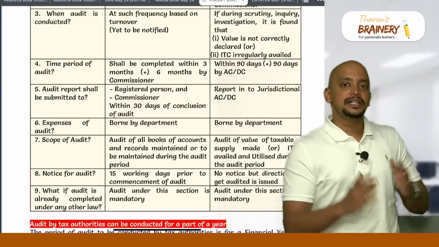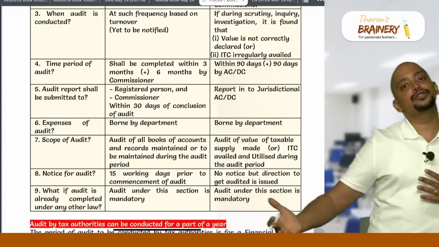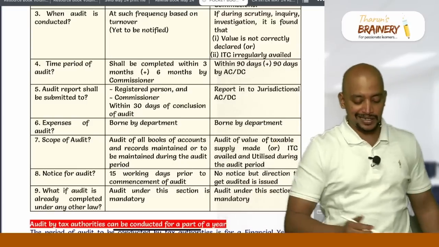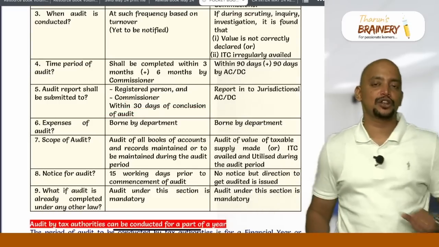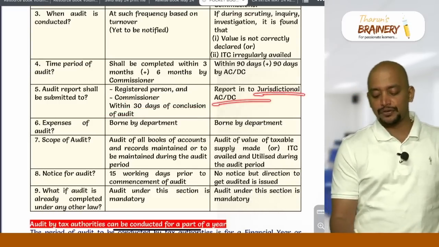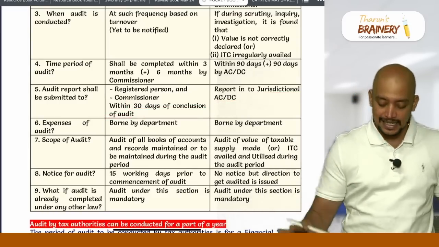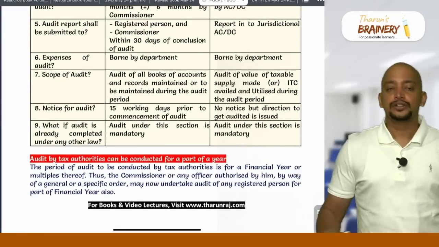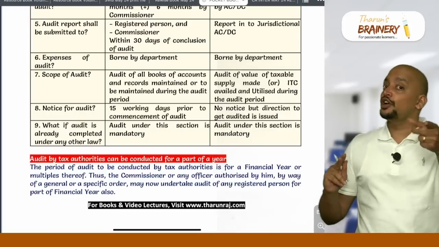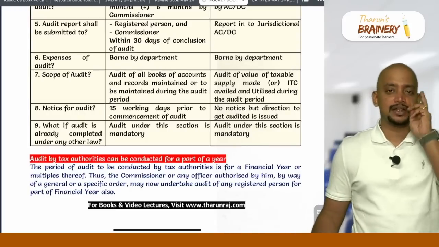And the audit report shall be submitted to whom? In case of department audit, the report will be submitted to the registered person as well as to the superior, that is the commissioner, within 30 days from conclusion of audit, whereas in case of special audit, the audit report will be given only to the jurisdictional AC/DC. And expenses of audit, who will bear the expenses? In case of special audit, the report will not be given to the registered person, keep that in mind.